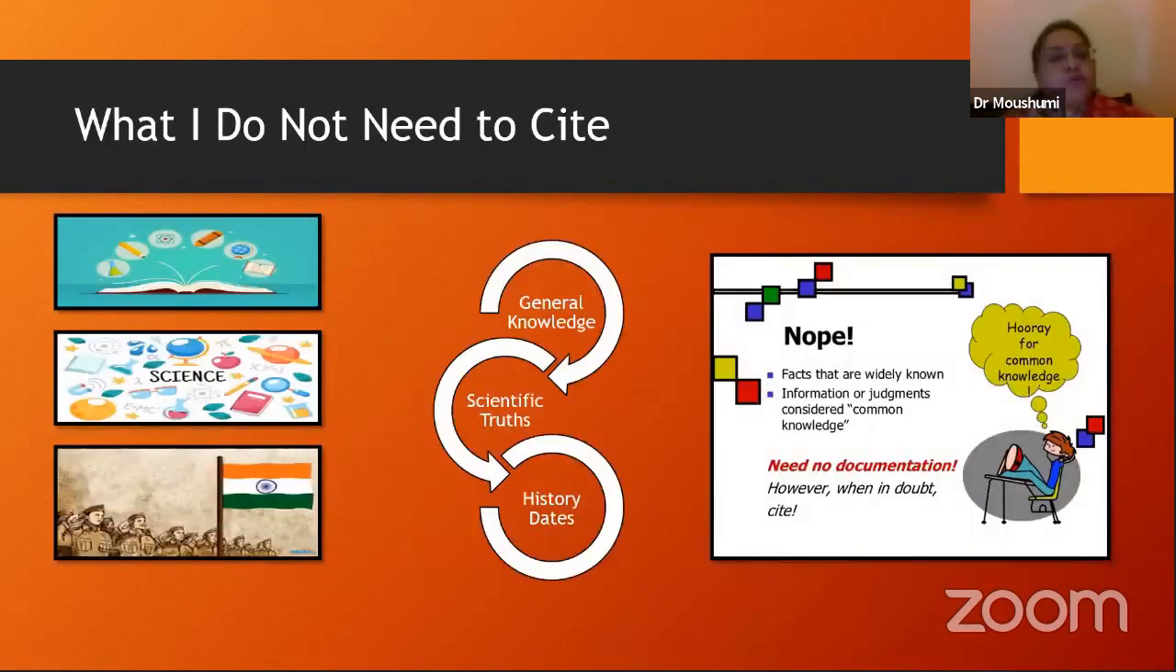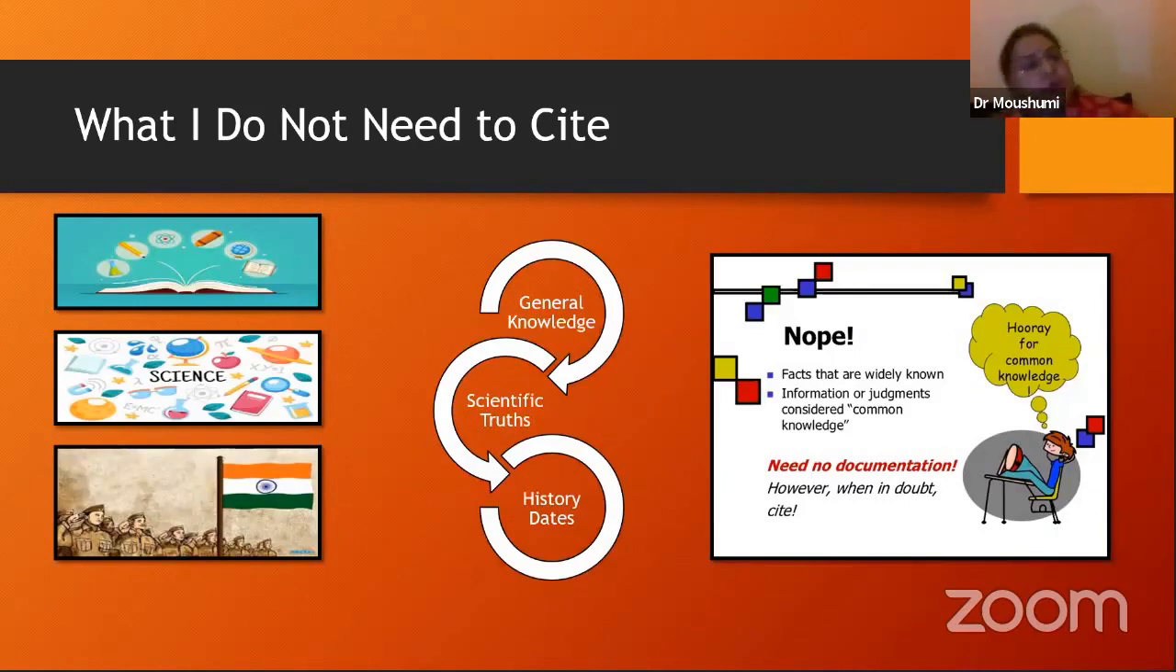Now, what do I need to cite? What do I not need to cite? It is very important to understand what we really need to cite and what we really do not need to cite. Friends, if we do not understand the difference between the two, we really cannot understand how to do citation in a proper manner. It is said that general knowledge, scientific truths, history dates, there is no need to cite. Let us find out how.